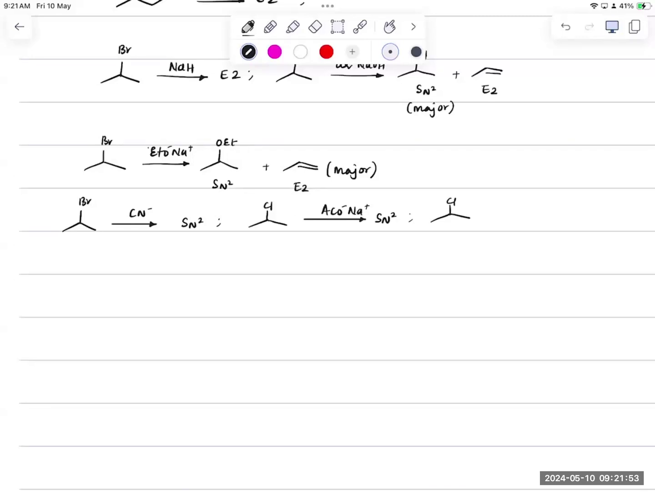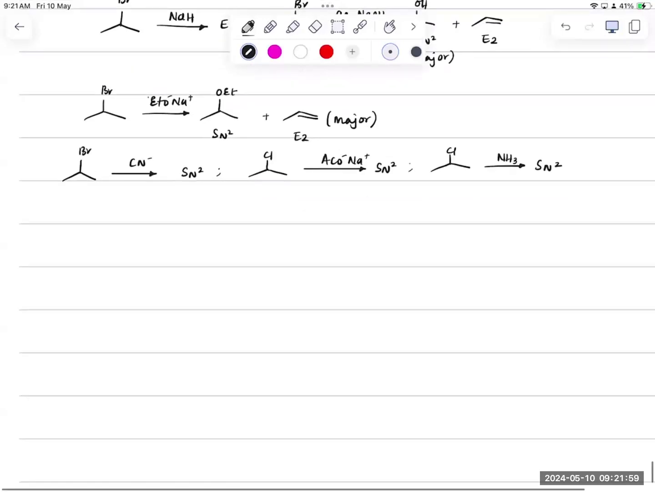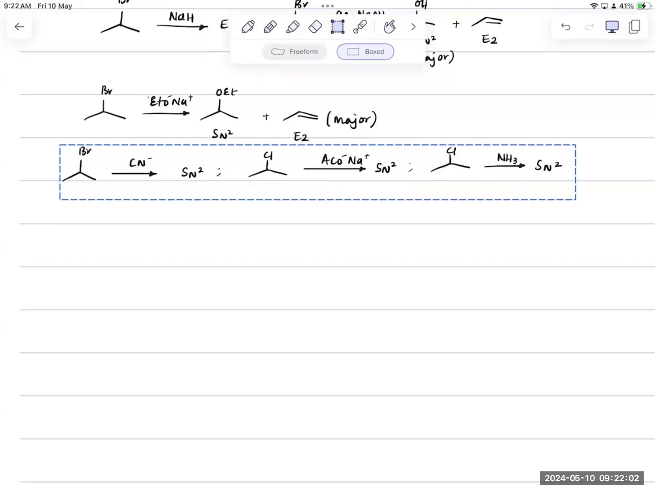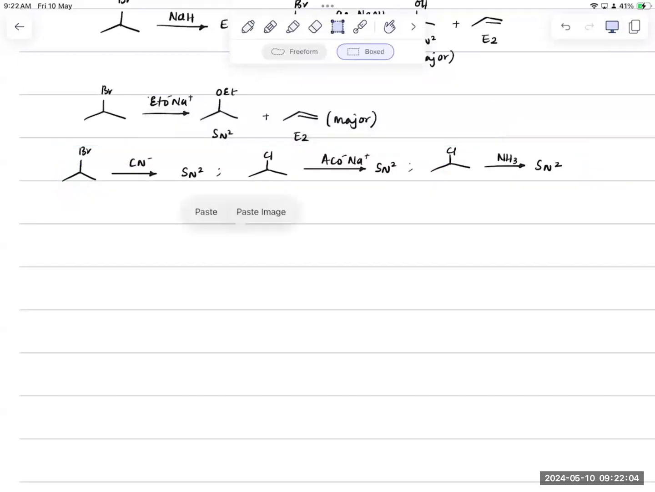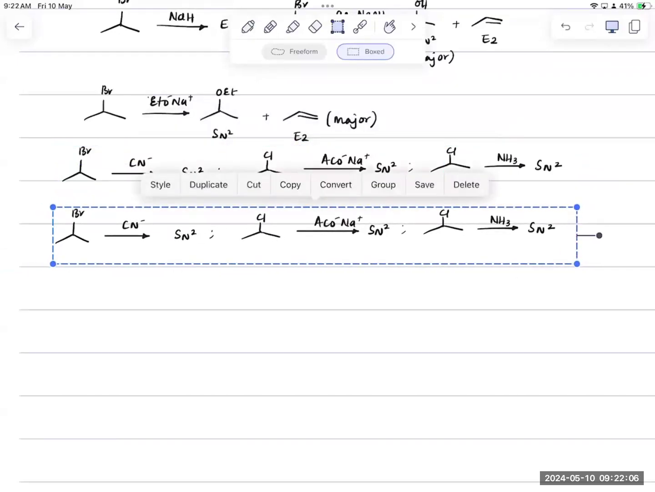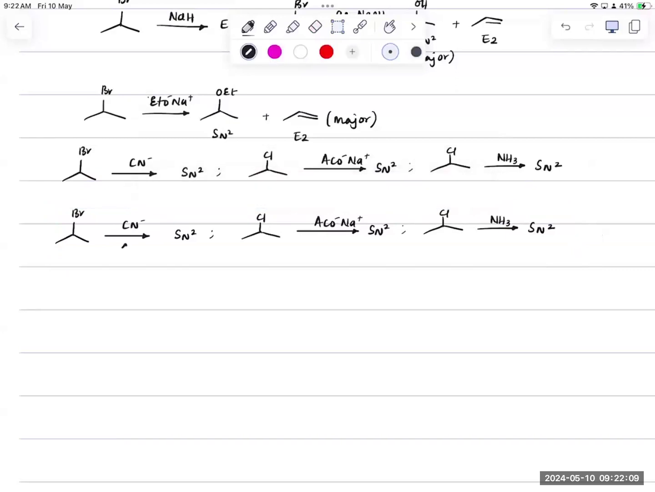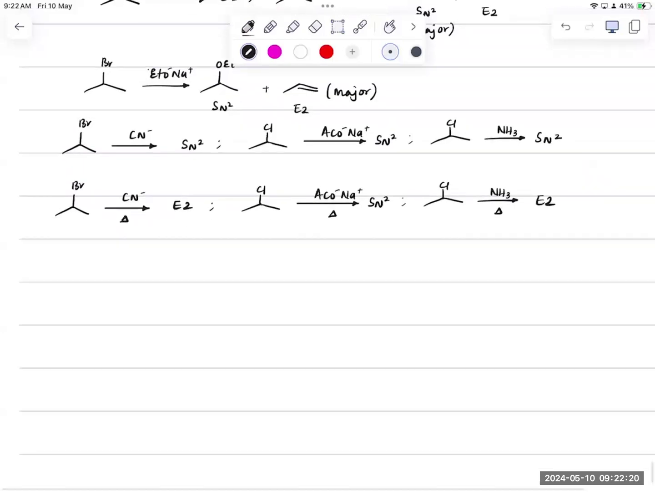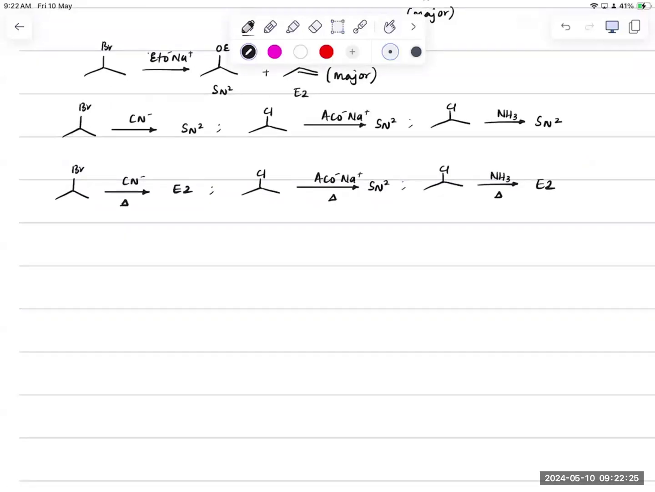If you have Cl with ammonia, SN2. Clear? And if the same reactions, if I give you in terms of heat, same reactions, but this time with heat, delta. Okay. Now these two will be changed to E2, but acetate usually has major product as SN2 only. It will hardly be used as base.